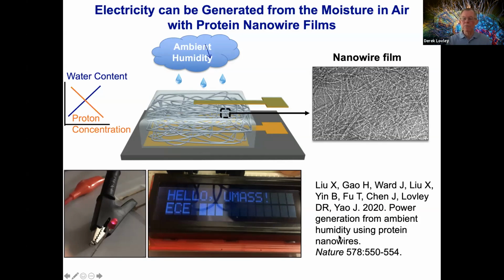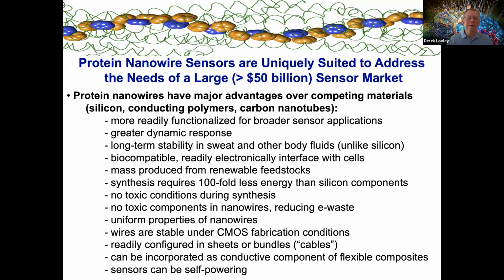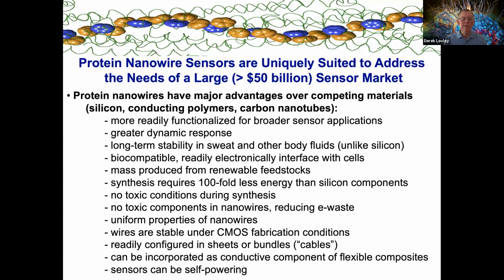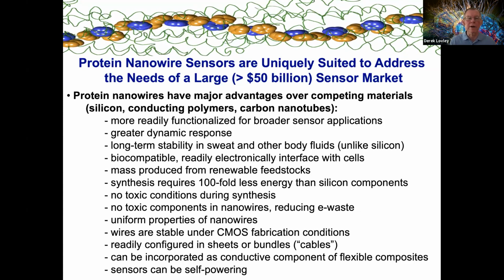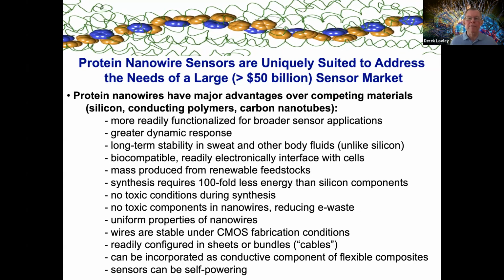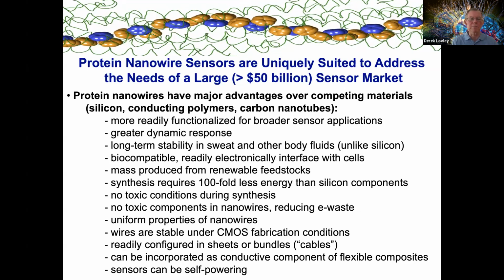And this work is being done in the laboratory of Jun Yao, my collaborator at UMass. Xiaomin Liu is a graduate student who first discovered this basically serendipitously while he was making sensors. And they're working on the scaling. But I'll show you they've already come up with some practical applications as well. But yeah, I'm primarily going to focus on the sensors because I think this is where the protein nanowires may have a big advantage and possibly a large market.